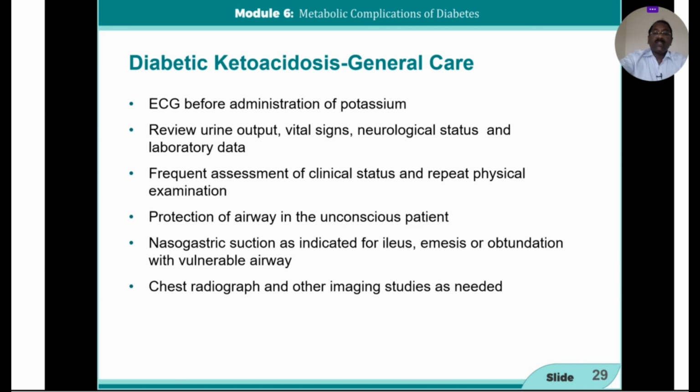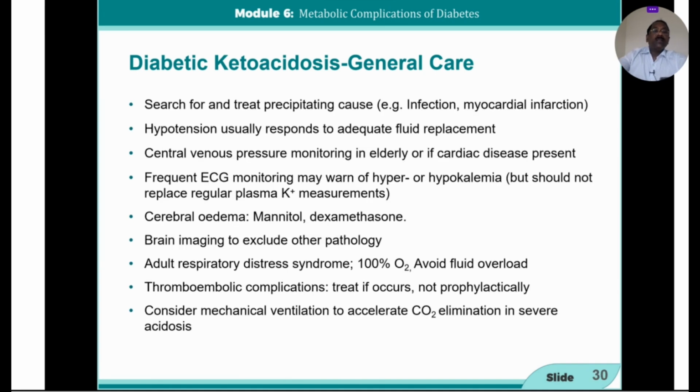Chest X-ray and other imaging studies as needed to rule out pulmonary edema, pneumonia, etc. Search for and treat the precipitating cause, mostly infections, or MI in the elderly. Hypotension usually responds to adequate fluid management. CVP monitoring in the elderly or if cardiac disease is present, so that helps you in fluid management according to the CVP. Frequent ECG monitoring for hyperkalemia or hypokalemia.